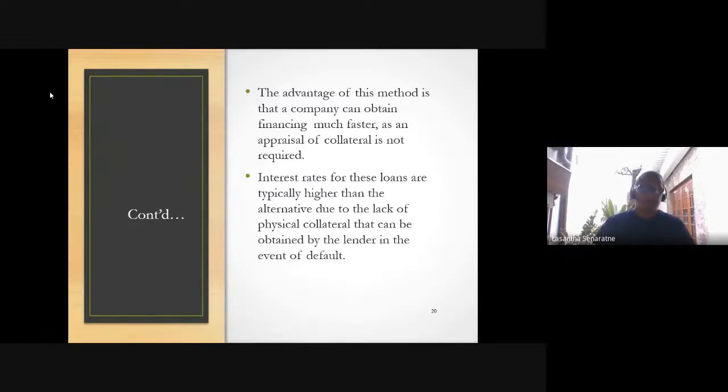The advantage of this method is that a company can obtain financing much faster, as an appraisal of collateral is not required. So you know the practical difficulties of getting this so-called collateral. Property will take a minimum of 2 to 3 weeks. You have to check the title, you have to prepare the extract, the priority notice, right?